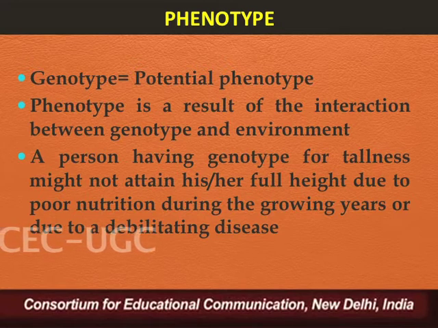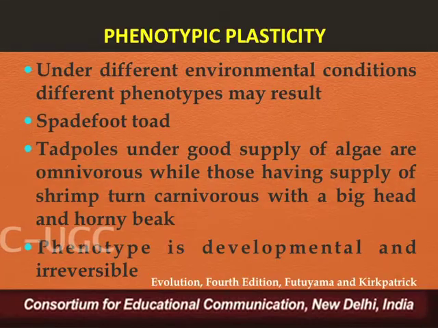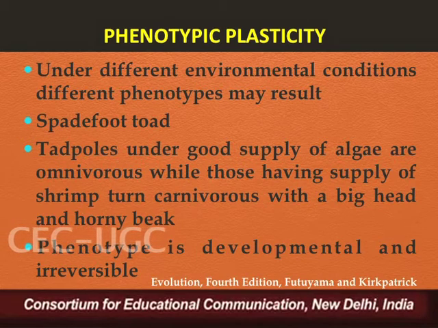Or the individual could have suffered from a disease in the growing years, and that's why he could not grow very tall. So the disease here, the nutrient factor, all are environmental factors which can modulate or change the type of phenotype being produced. Let us take an example here. I'm taking an example of spadefoot toad, from the book of Futuyma and Kirkpatrick, 4th edition, Evolution. This example tells us that under different environmental conditions, different phenotypes may result for any organism which is present in nature.